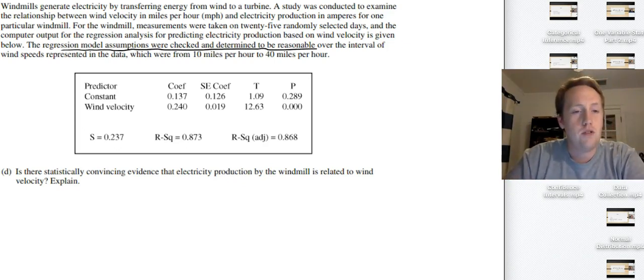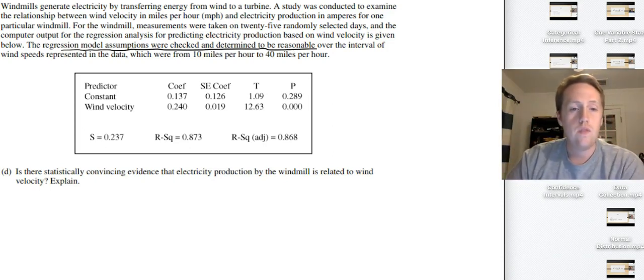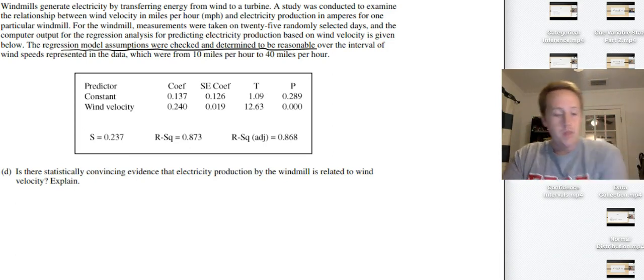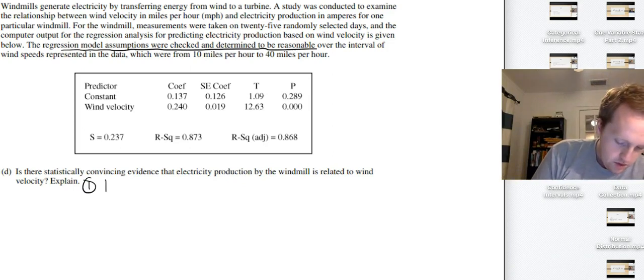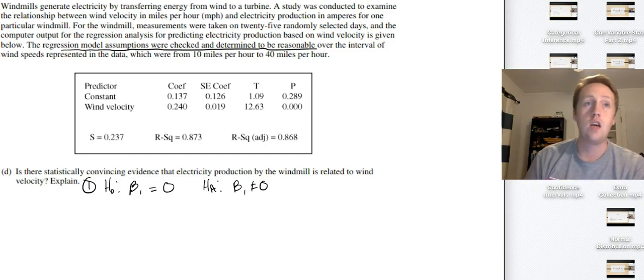Over the interval of wind speeds represented in the data, which were from 10 miles per hour to 40 miles per hour, is there statistically convincing evidence that electricity production by the windmill is related to wind velocity? So, is there a relationship between these quantitative variables? All the work is done for us, right? We're not checking conditions on this. If we want, though, we could write some hypothesis statements. So let's go ahead and do that. The null hypothesis is that beta 1 equals 0. The alternate is that beta 1 is not equal to 0, because they're just trying to see, is there an association? They're not trying to see if it's a positive or a negative one. They're just saying, is there an association?